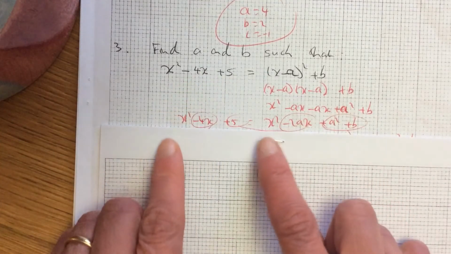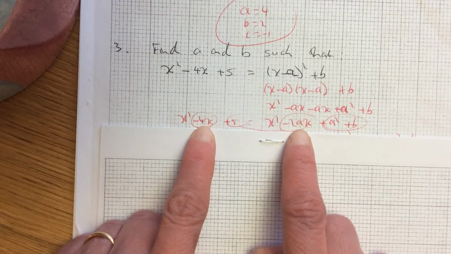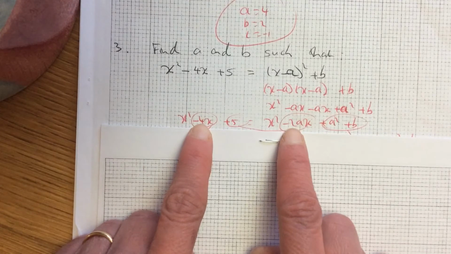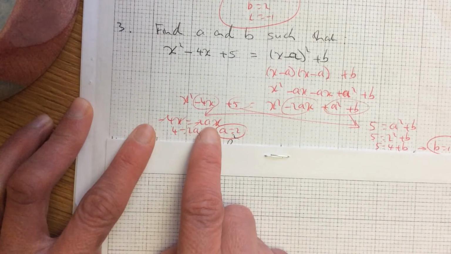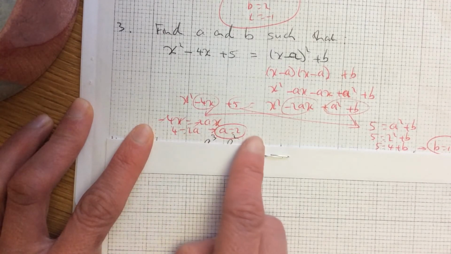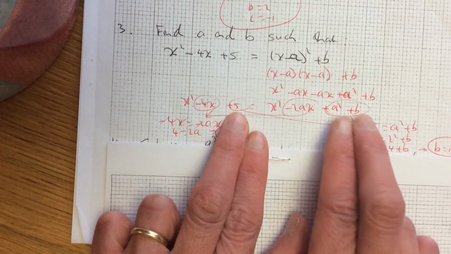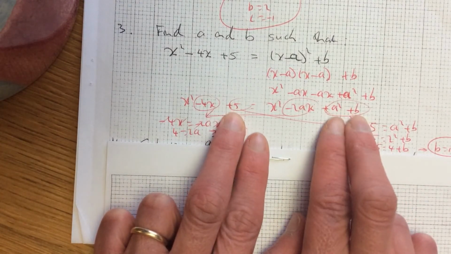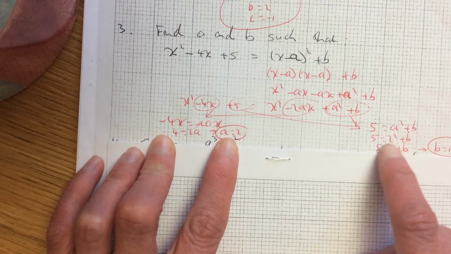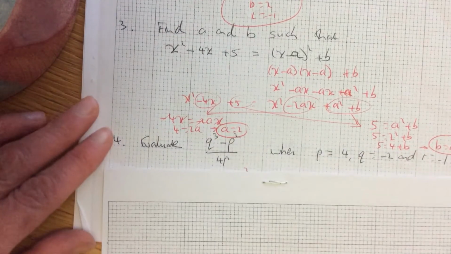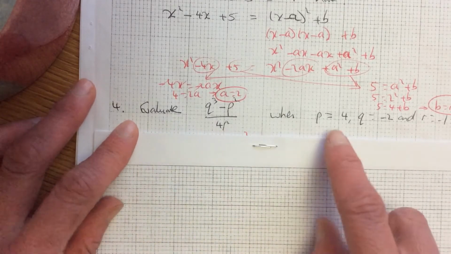Now if you look at the left hand side, see where the x squareds match lovely? Now look where my fingers are. These are the x's. So minus 4 has to equal minus 2a. So 4 equals 2a, so a equals 2. Now look at the end bits. There's no x here and there's no x's here. So 5 has to equal a squared add b. You've just worked out a. So 5 equals 4 add b, so b is 1. Very tricky question.